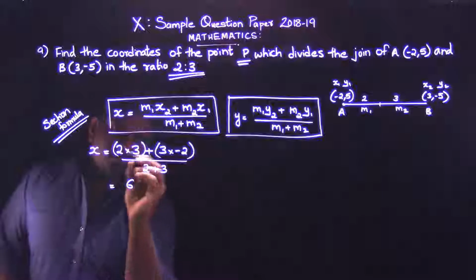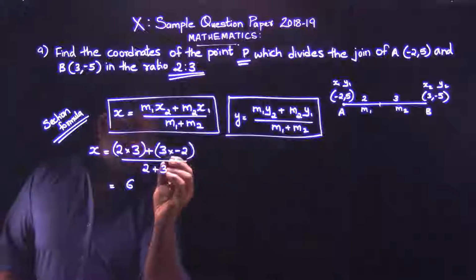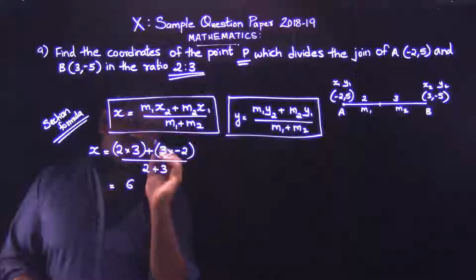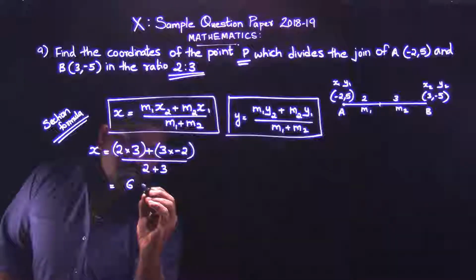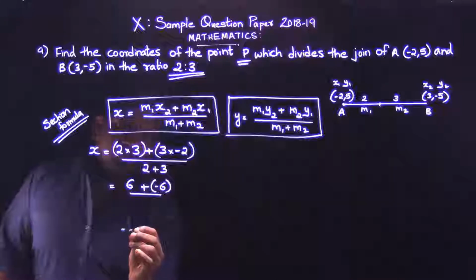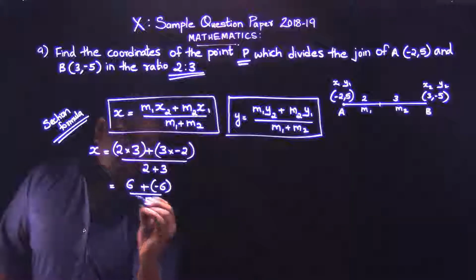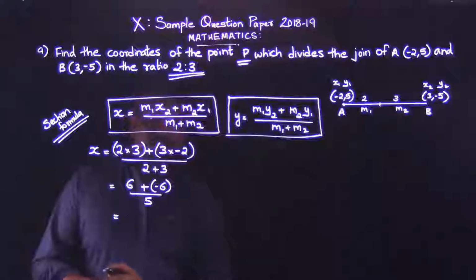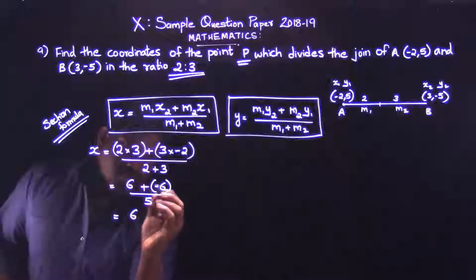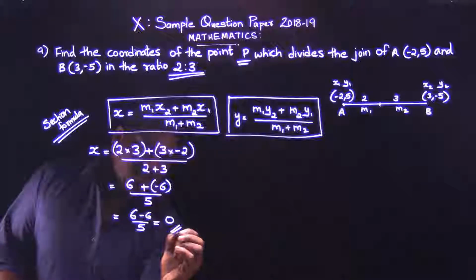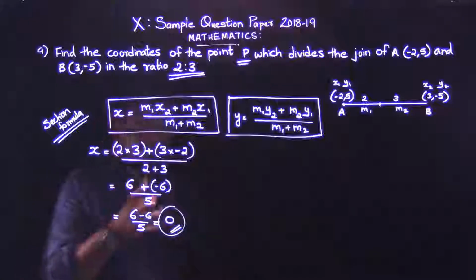It's going to be 2 into 3 is 6, and 3 into 2 is minus 6. Fine, I will write it again. Divided by 3, 2 plus 3 is going to be 5. So what I get here is minus 6 by 5, where the x coordinate is now 0.